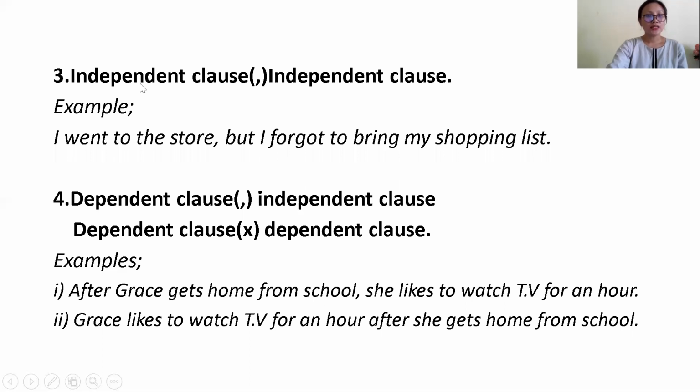Number 3, independent clause, comma, independent clause. Independent clause means meaningful sentences; between them we put a comma and then again another meaningful sentence. See here, I went to the store. Where did you go? I went to the store. See, it is a meaningful sentence. But we use the conjunction but to join these 2 sentences.